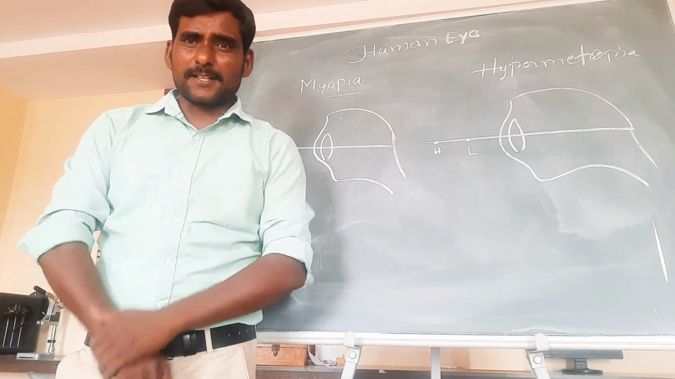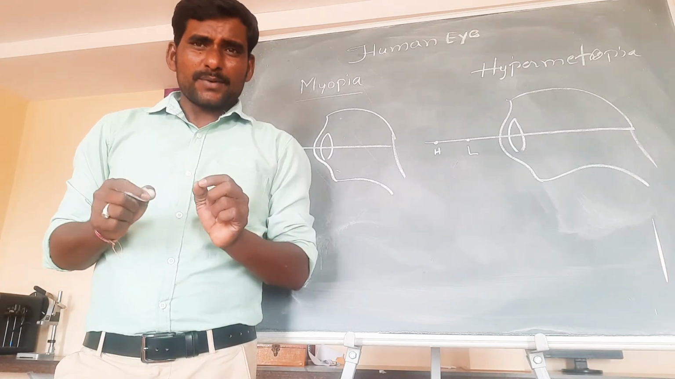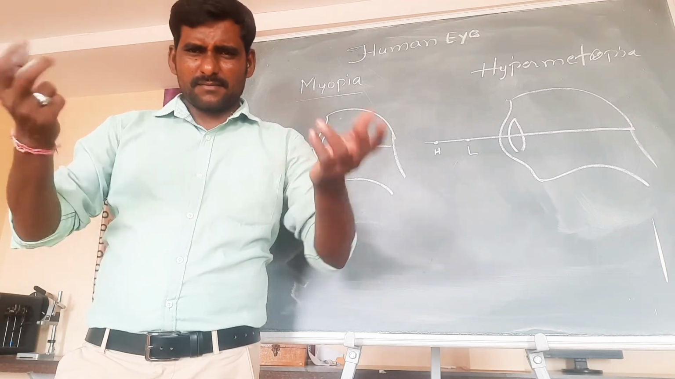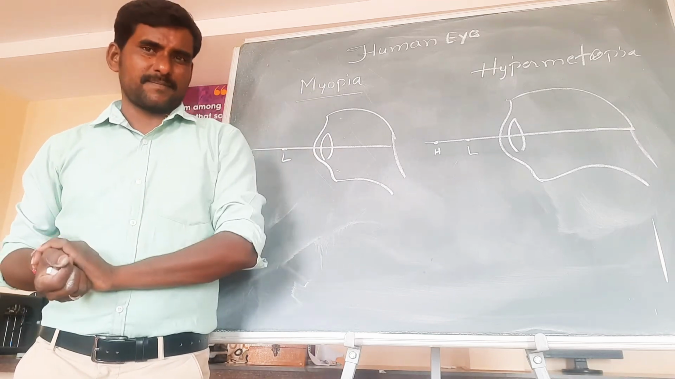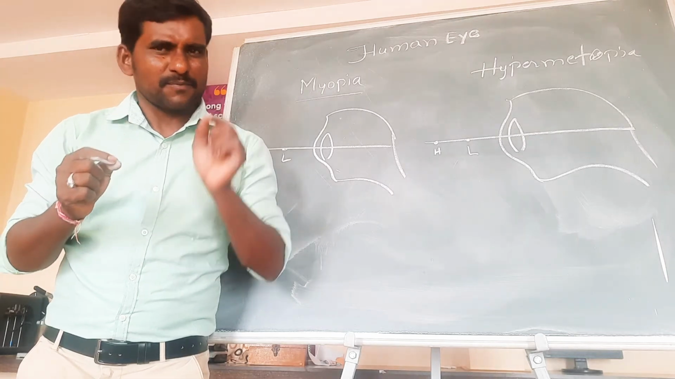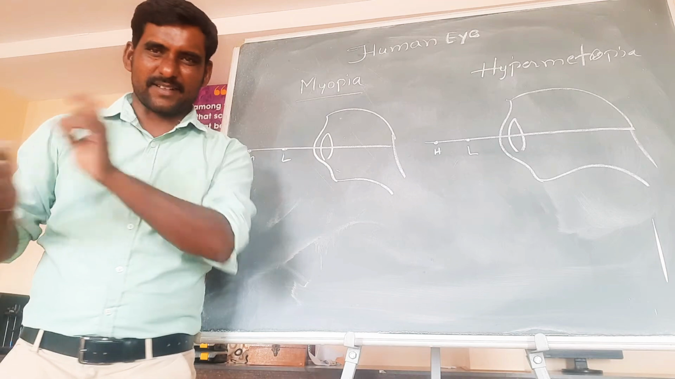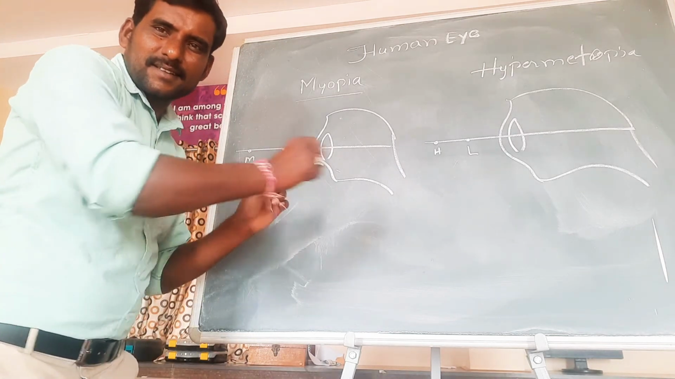Last time they asked how you can correct the myopia vision defect. Very simple. Myopia vision defect we can correct by a concave lens. Draw the correction ray diagrams, most important. Frequently they ask, even CBSE, even state. So before that we'll see something.